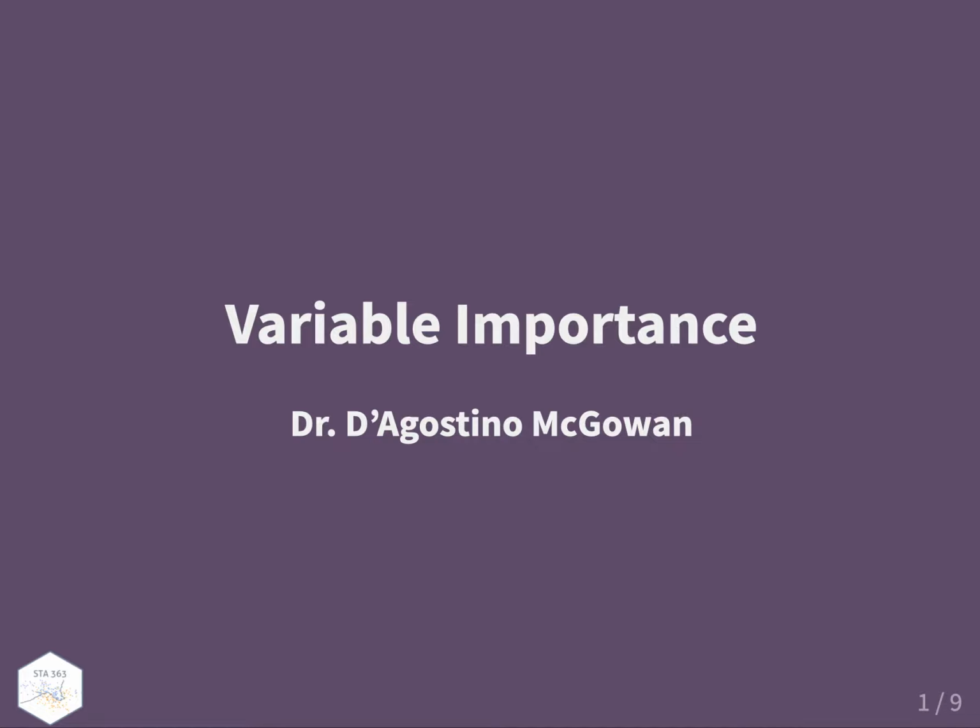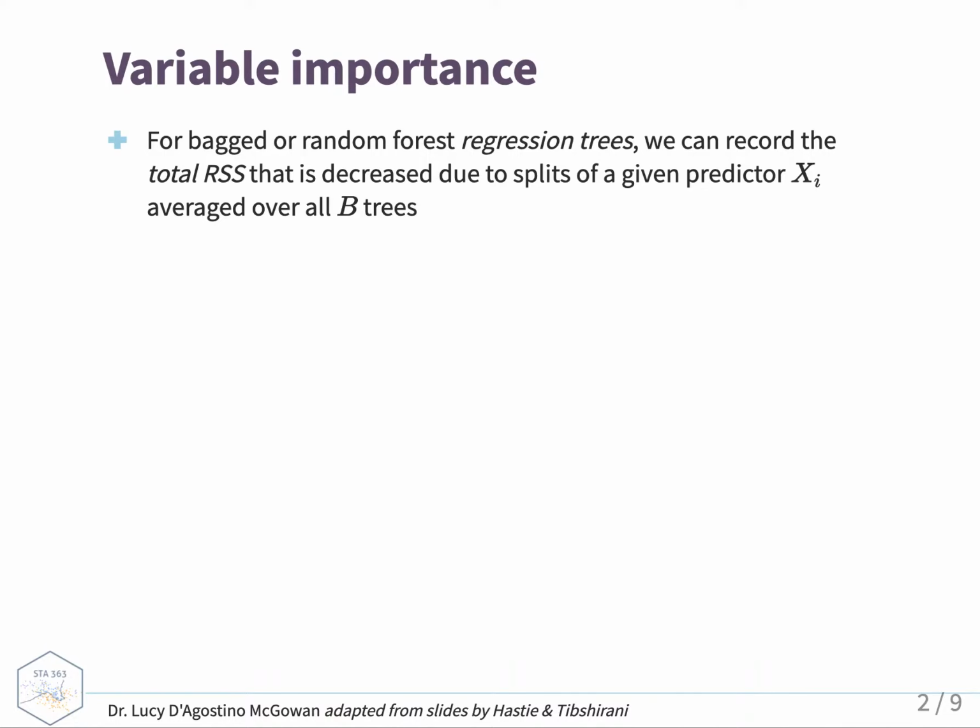All right, so variable importance. Sometimes when you're fitting these models, it can be of interest to understand what variables contributed the most to the overall prediction. So for bagged or random forest regression trees, we can record the total residual sum of squares that's decreased due to splits of a given predictor X averaged across all B trees.